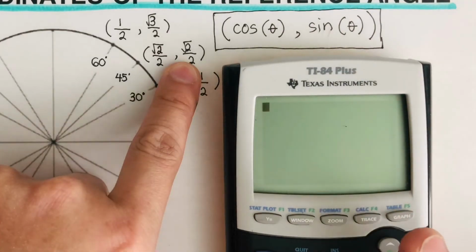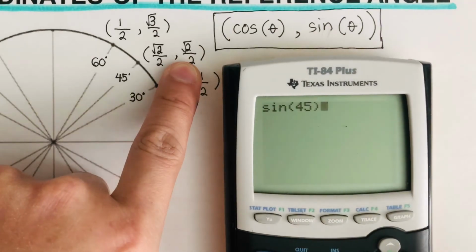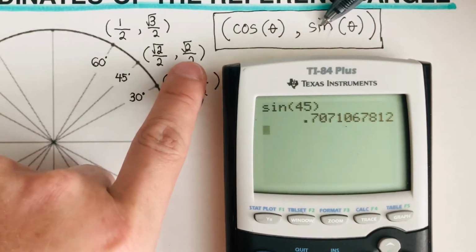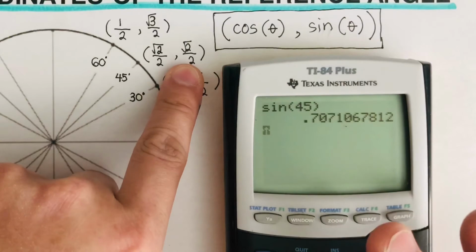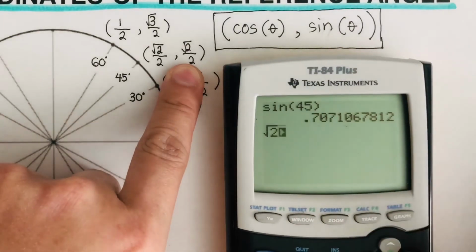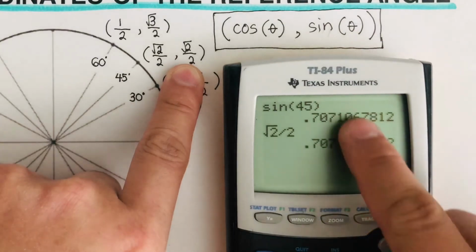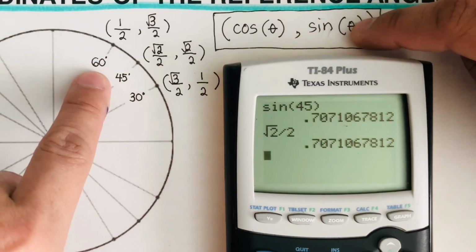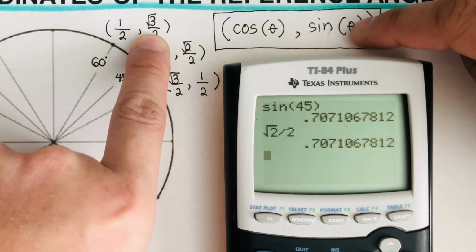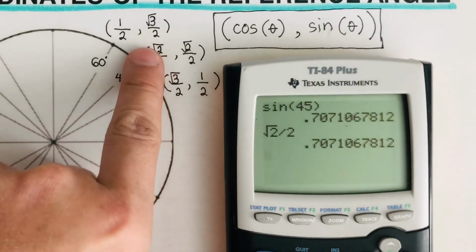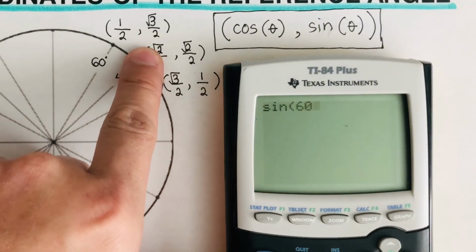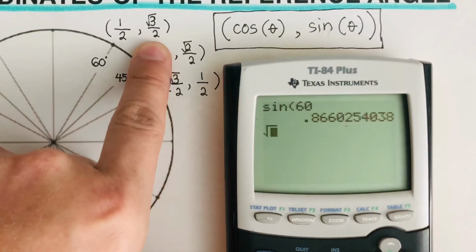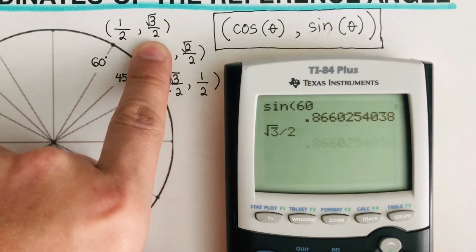Now let's see sine 45. So the value right there is this. So again, remember that the Y represents the sine. So this is the sine value of 45. So let's see square root of 2 divided by 2, and the value is a match. And so let's see the sine of 60. So sine is represented by the Y value right there on the ordered pair. So let's see sine 60 is this value. Let's see if square root of 3 over 2 is a match to this. So that would be square root of 3 divided by 2 is actually the same.